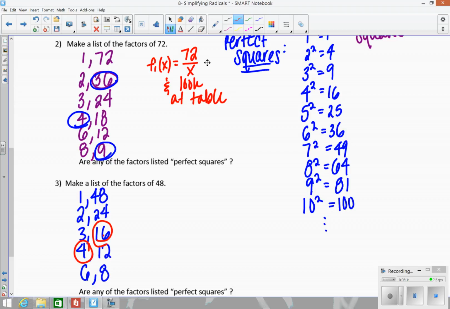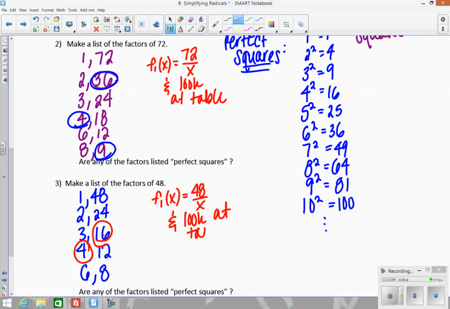Being able to identify the perfect squares is going to be important in a minute. Same thing with this: if I were to type this into the calculator, I would go into the function where you enter. So hit tab in the graph screen, and then you would do 48 divided by x, and then you look in the table, and again, these numbers should appear.